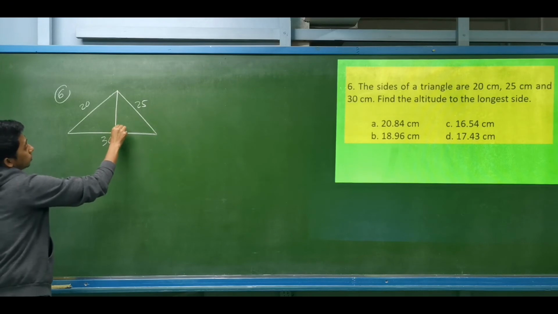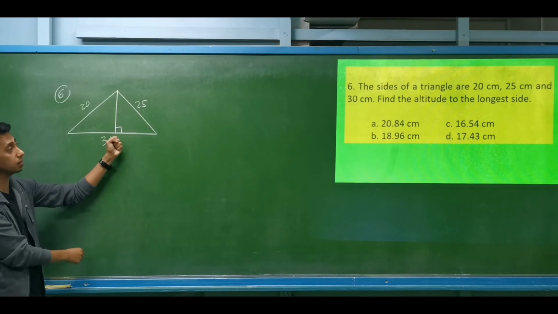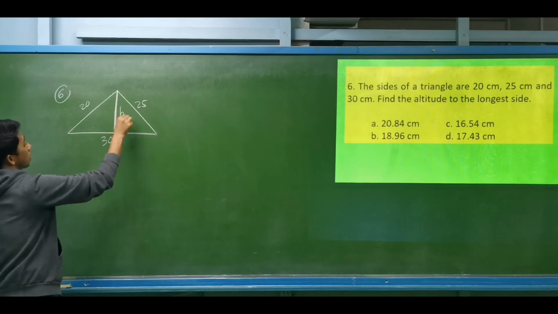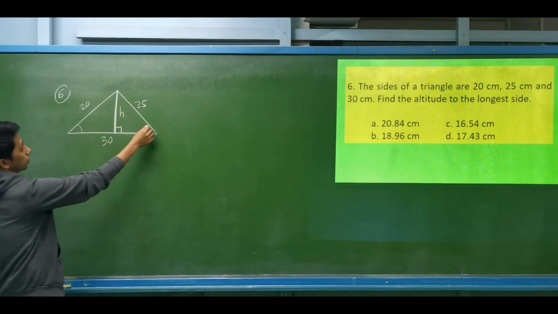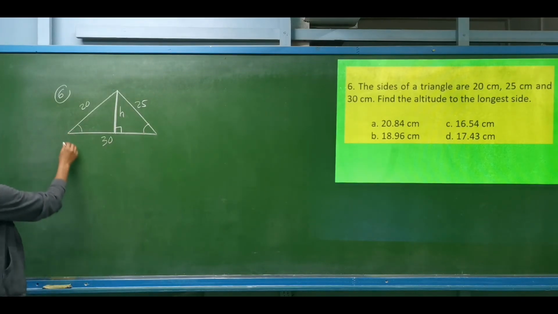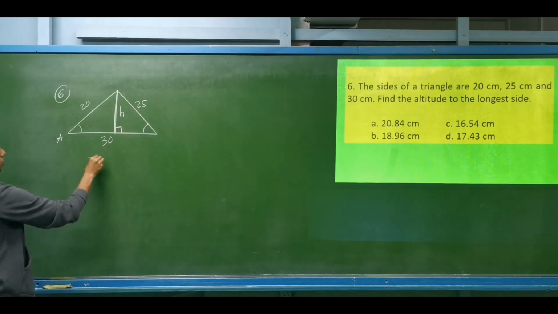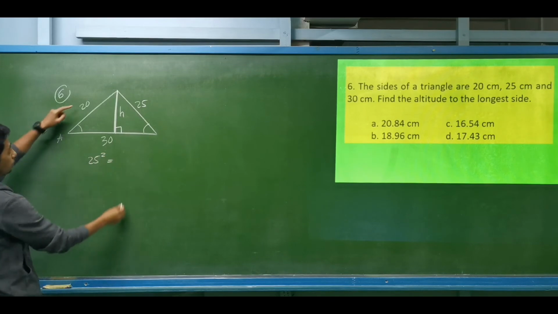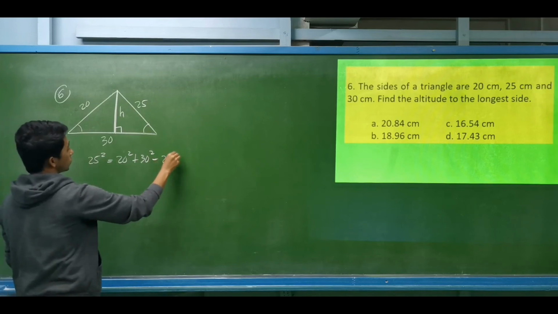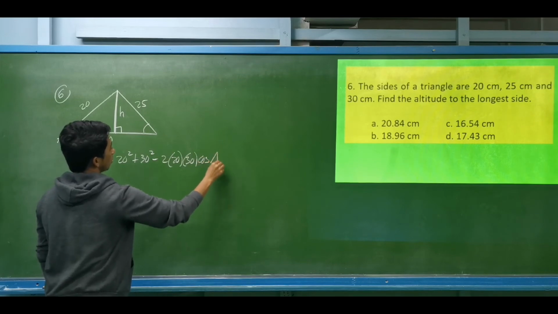Pag sinabi natin altitude, line segment from one vertex to the opposite side, intersecting that side at 90 degrees. Hinahanap lang natin ito. So pwede natin gawin, let's say it says H. Pwede natin gamitin yung angle na to. So let's say this is angle A. By cosine law, yung opposite side, 25 squared equals yung dalawang adjacent side, 20 squared plus 30 squared minus twice of 20 times 30, then cosine of angle A.